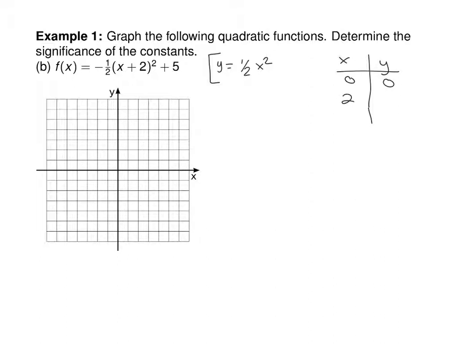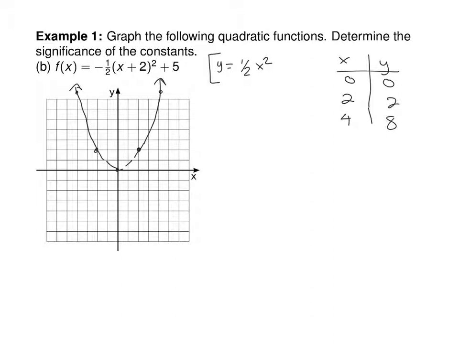And first you square 2. 2 squared makes 4. Half of 4 is 2. And the next good number to plug in would be 4. So 4 squared, half of 16 is going to be 8. So 0, 0, 2, 2, 4, 8. Okay, so there's the parent function. And I guess I might want to draw the transformations in 2 steps just because it helps me.